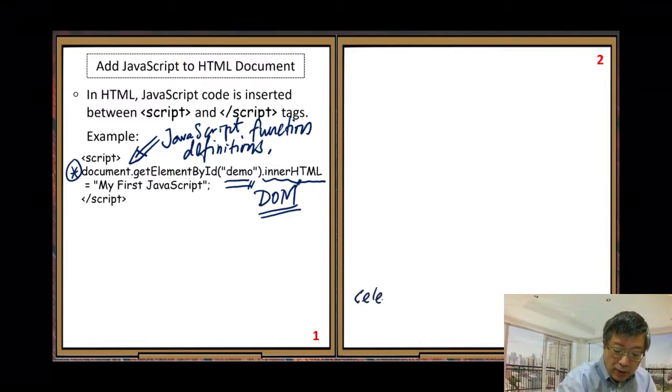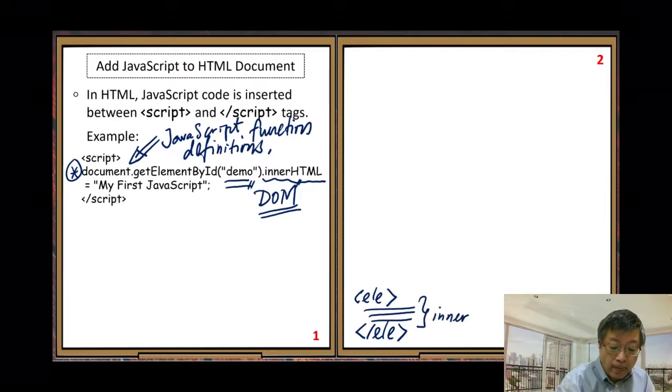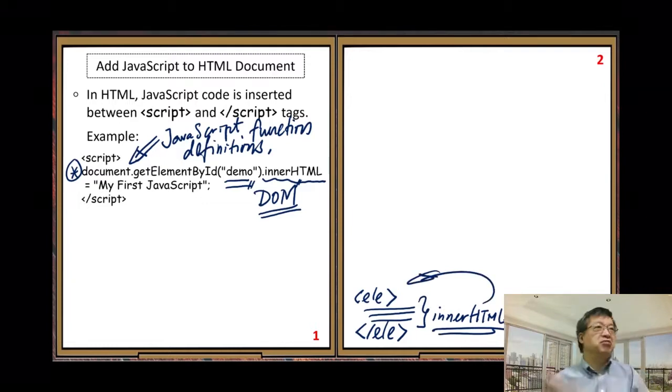So one element, any element. Then you have content inside, right? This content we can access using this innerHTML instance variable. How simple it is, right? Then, what content do we want to set? This string is the content we want to set.